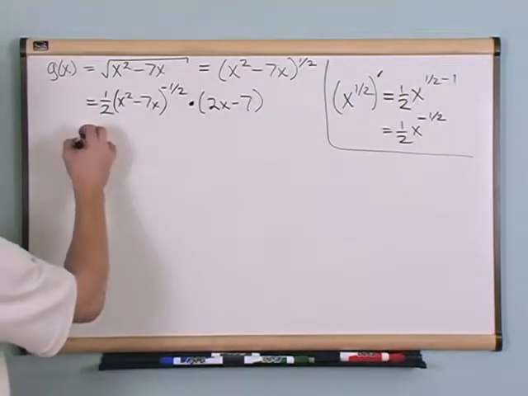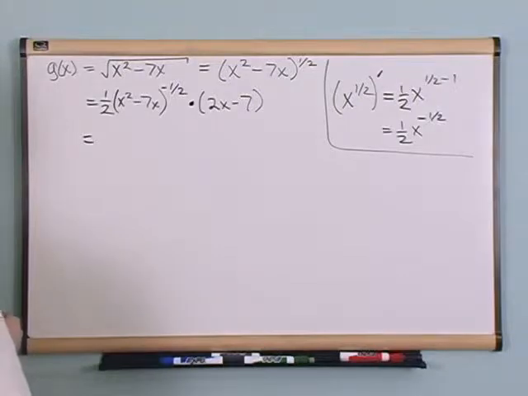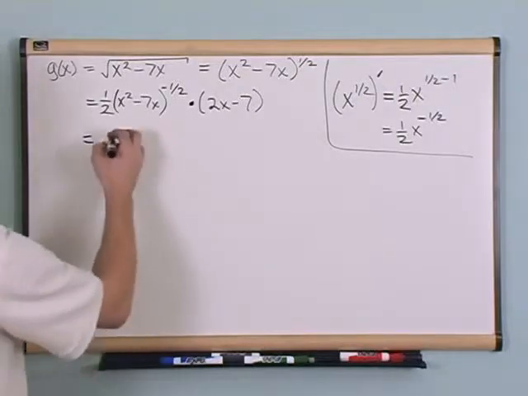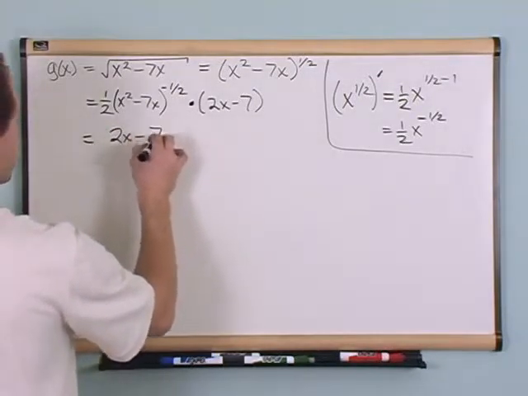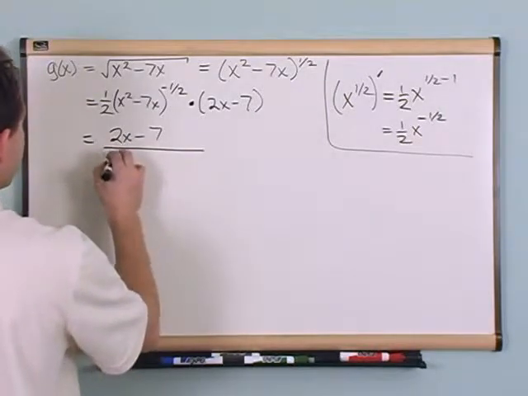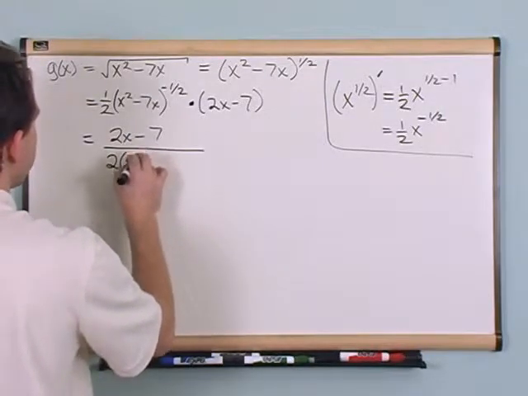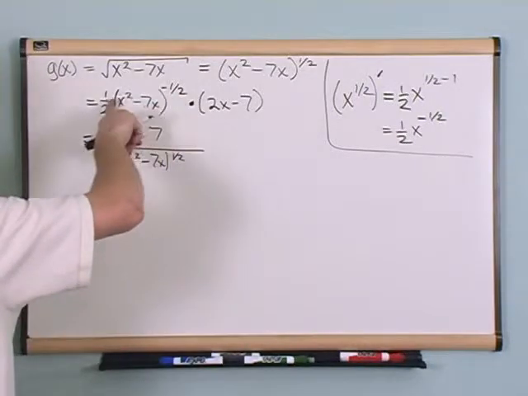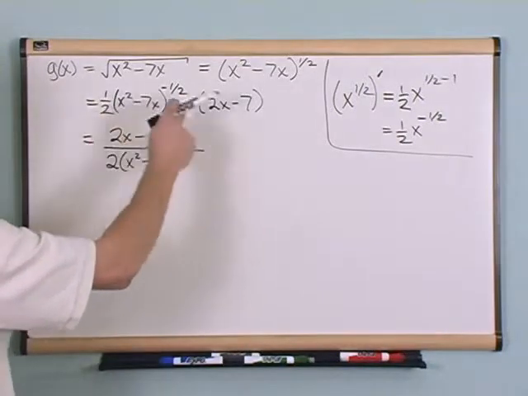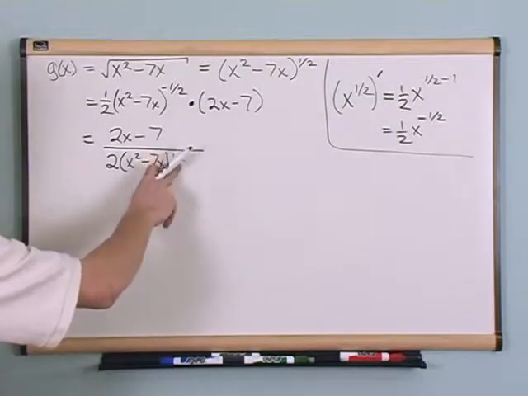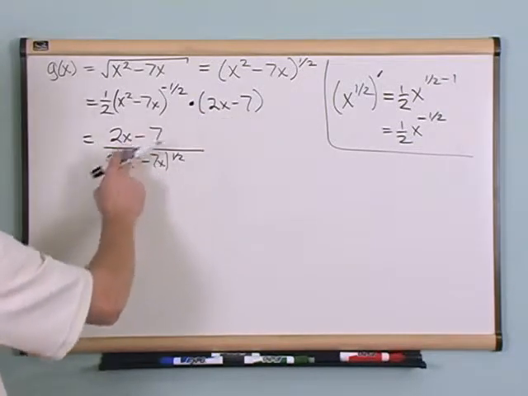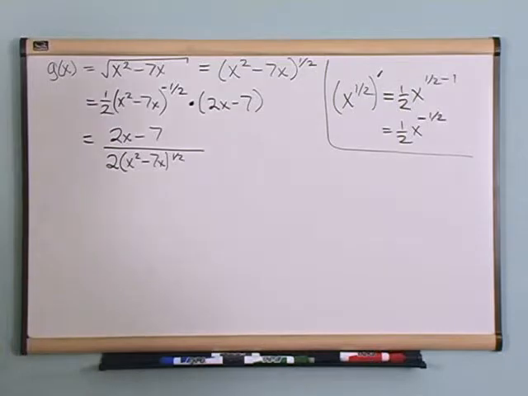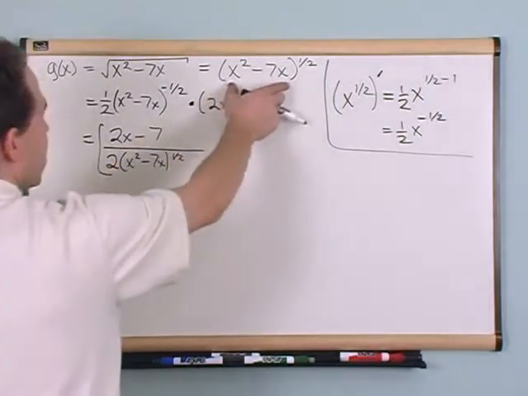So to rewrite it, what you would have is 2x minus 7 on the top, and then you would have 2 times (x squared minus 7x) to the 1/2 on the bottom. All I did is move this negative 1/2 exponent down to the bottom, making it a positive exponent. I left this in the numerator, and I have the 2 down with it. This is the answer.